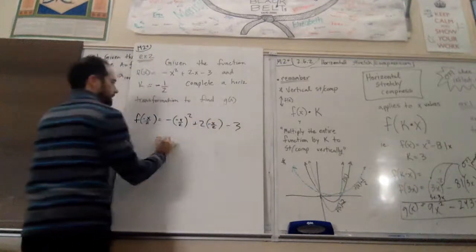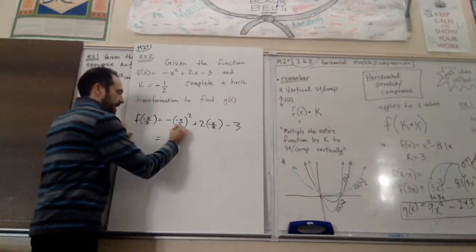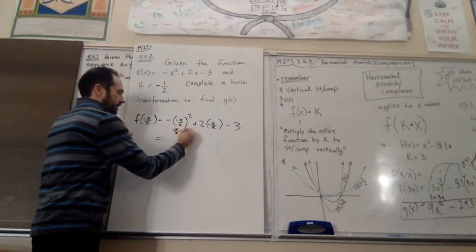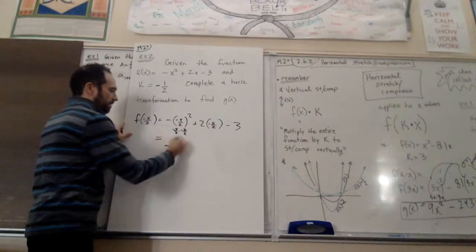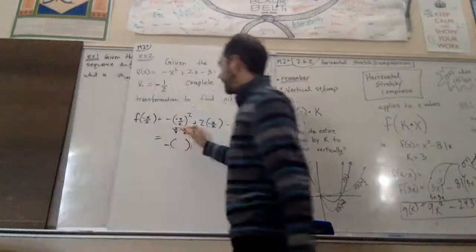So, negative x over 2 times negative x over 2, we end up with negative what? Negative x times negative x?